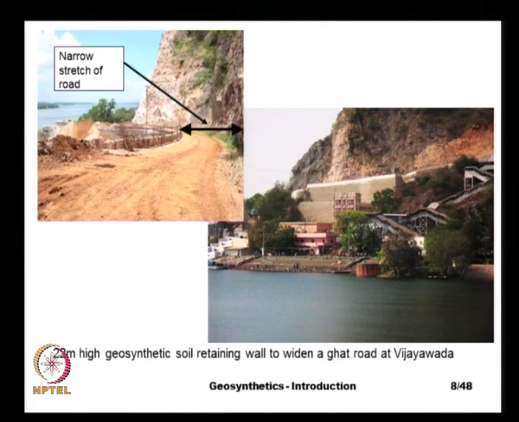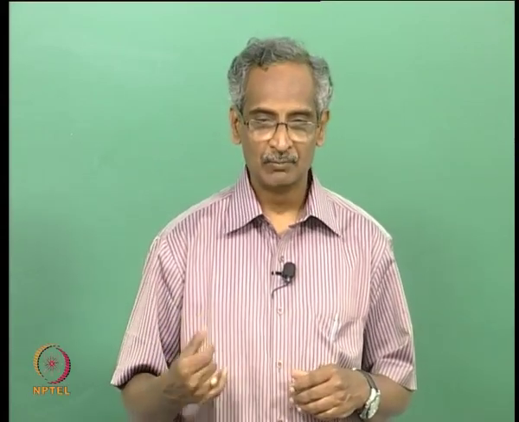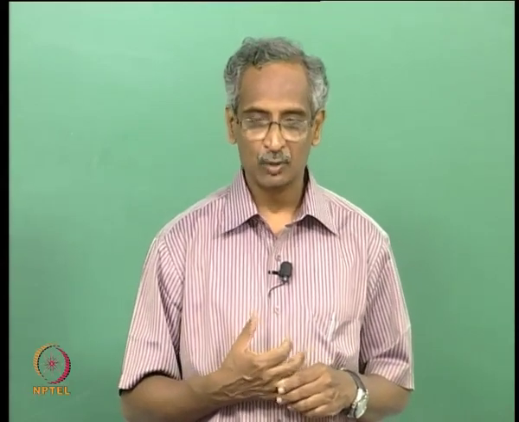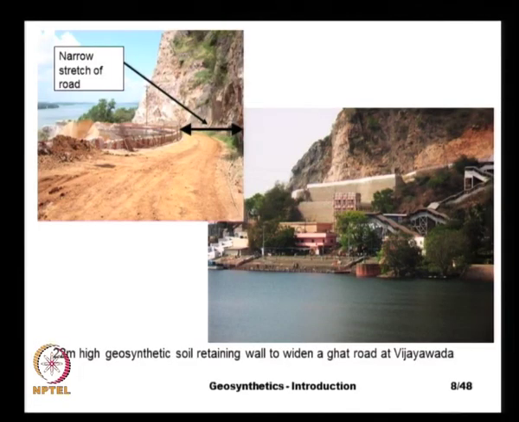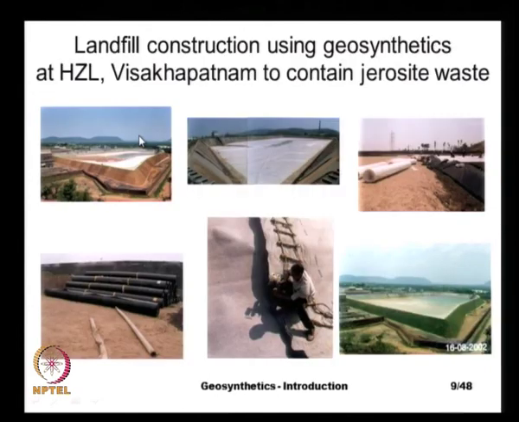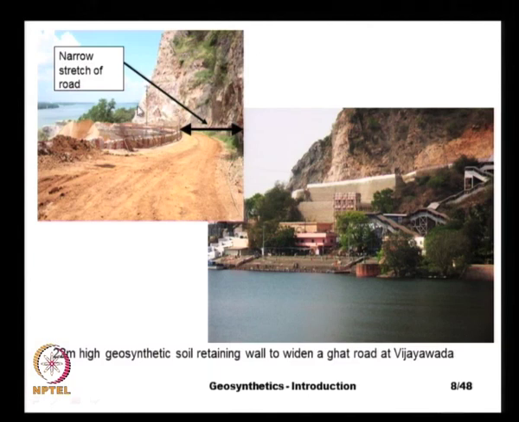And here we see an example of the construction of a 22 meter high retaining wall using geosynthetics. Actually this particular application is in the city of Vijayawada. There is a ghat road leading up to a temple on the top of a hill, and this ghat road is very narrow, and when it was constructed about 50 to 60 years back, there was not much traffic. Mostly the people used to walk or go on bicycles. At that time they didn't need a very wide road. Now since everybody is driving cars, we need a wide road, and the only way that this road can be widened is by filling up this entire area with soil.